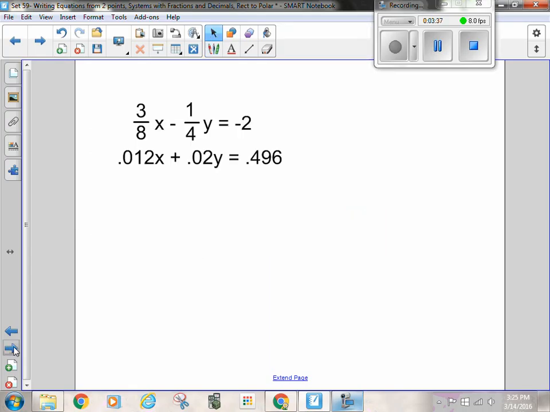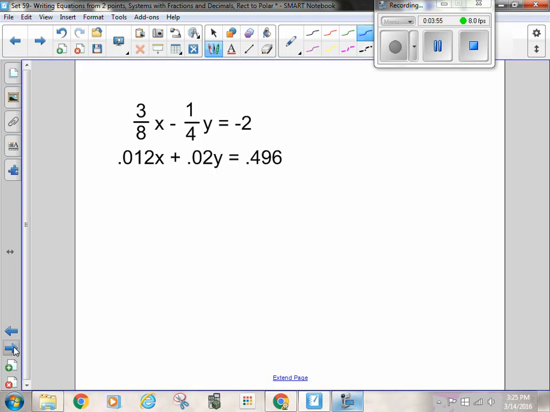Okay, so the next thing we're going to look at is simultaneous equations or systems that have fractions and decimals. So the easiest thing with this is let's just go ahead and make them into whole numbers. Okay, so to make my fractions, I have a denominator of 8 and I have a denominator of 4.